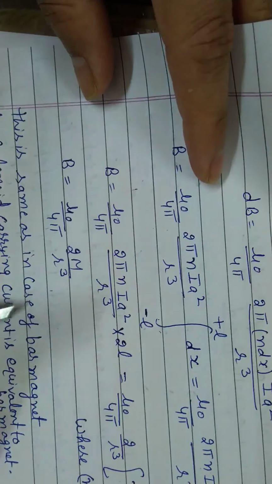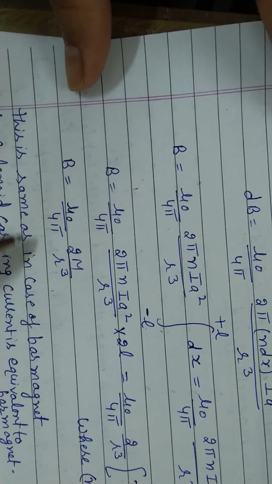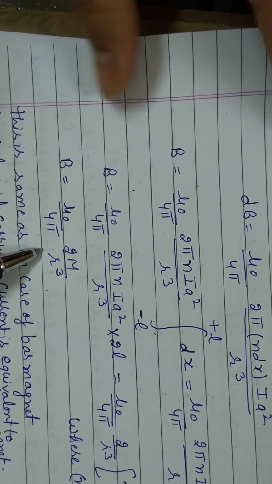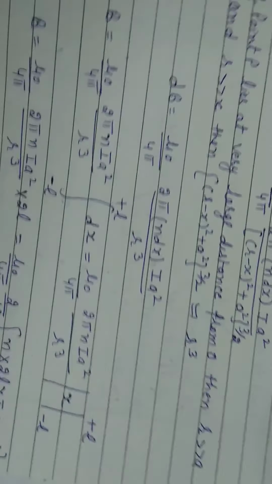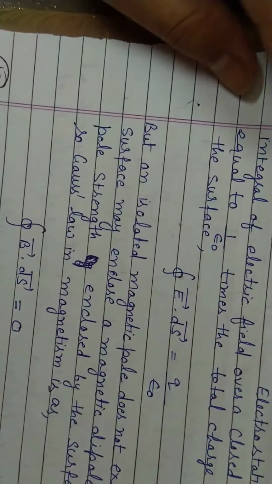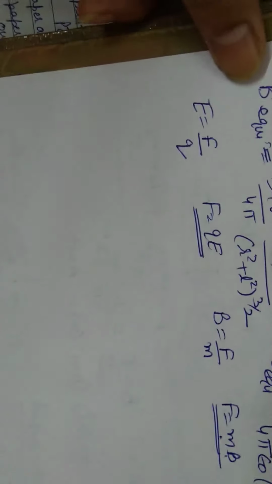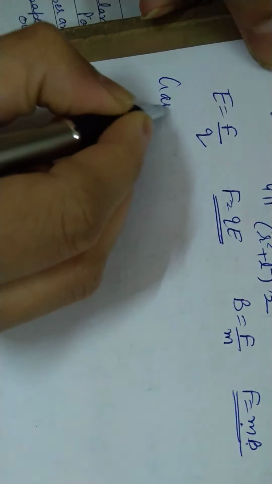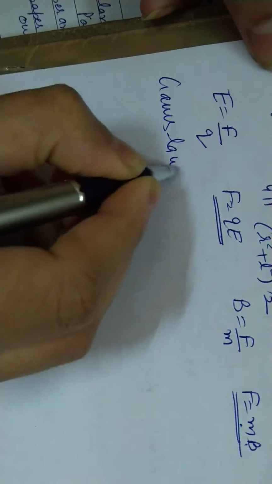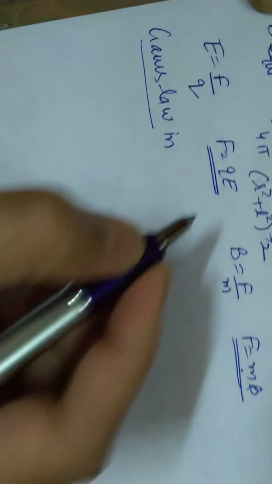So it means this current solenoid is considered as a bar magnet, and it is a very important concept for the plus 2 class NCERT questions. And next we have the Gauss law in magnetism.